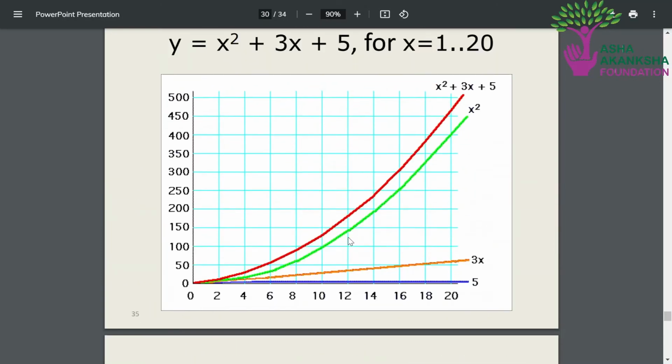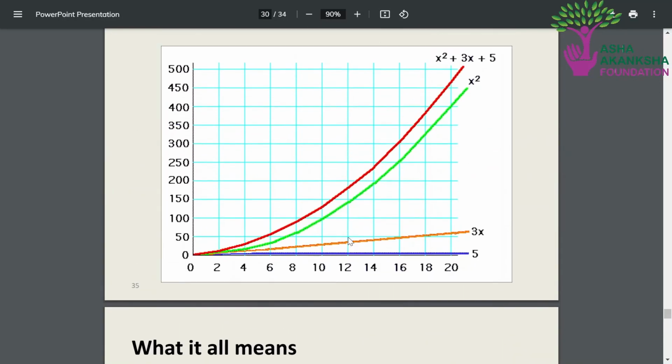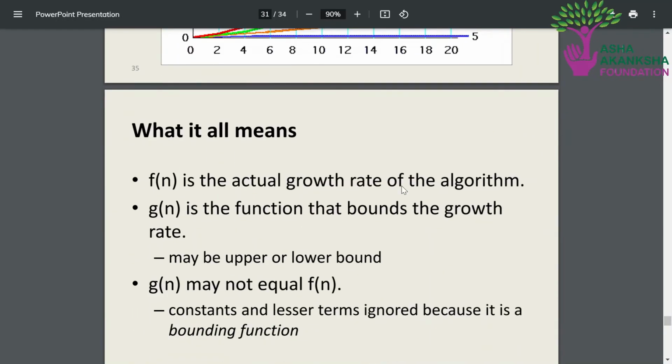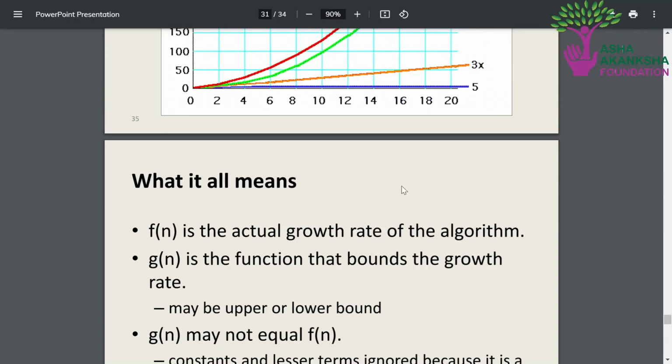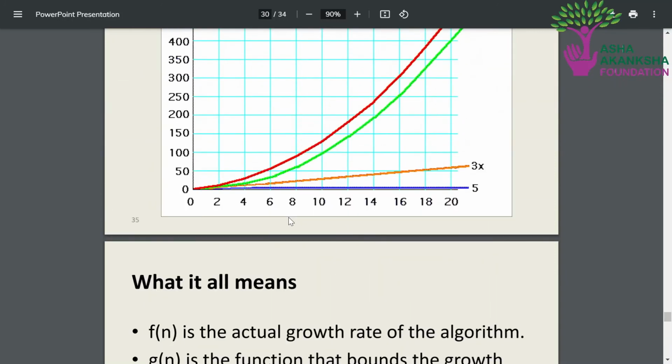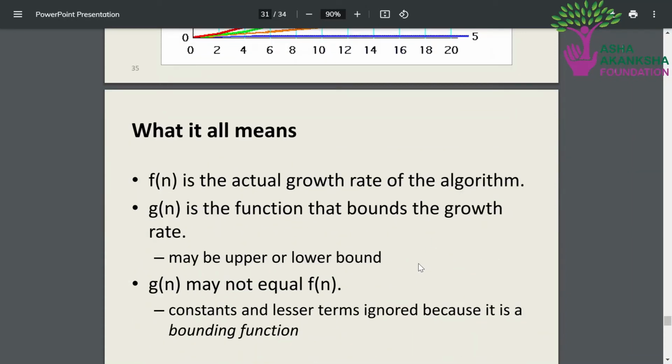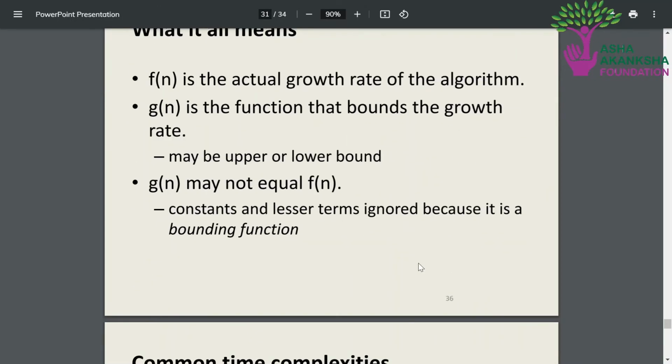From this graph, you can say that f(n), which is x square plus 3x plus 5, is the actual growth rate of the algorithm, and g(n) is the function from this red line which bounds that growth. There can be two bounds, upper bound or lower bound. The lower bound is the function 3x, the orange line, which constrains the function from going beyond this. These upper or lower bounds may not be equal to the function f(n), but they guide the function to remain in this region.